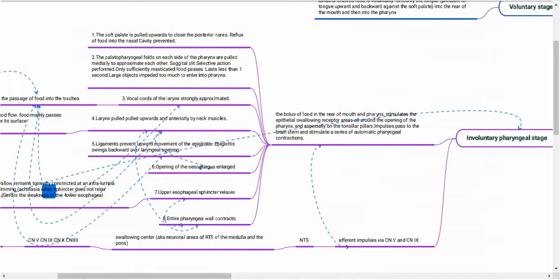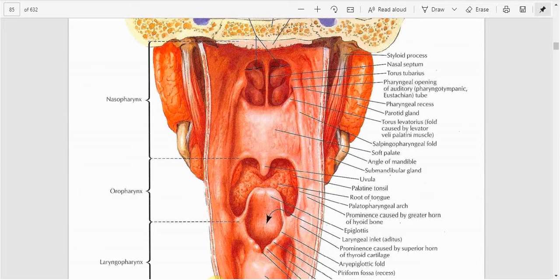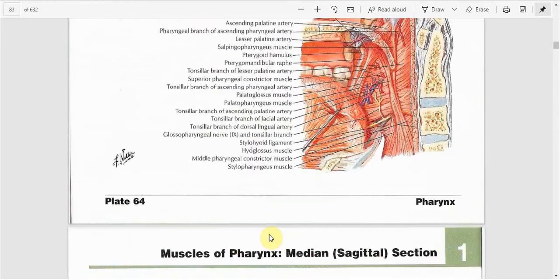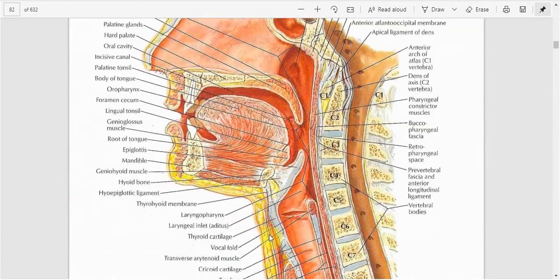So what happens is that we have three changes happening. First of all, the larynx is pulled upwards and anteriorly, and this is accomplished by the muscles of the neck. So the neck muscles do have an important role in the swallowing process, right? So this is pulled upwards and it is pulled anteriorly. It is better seen in these images.